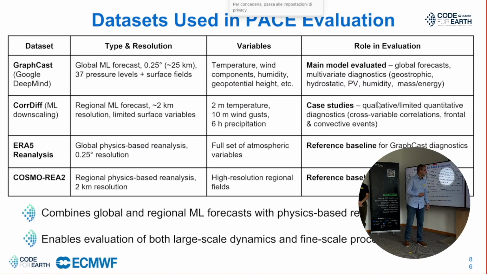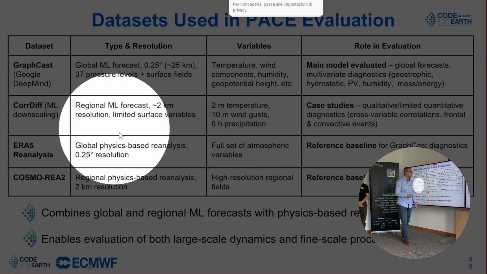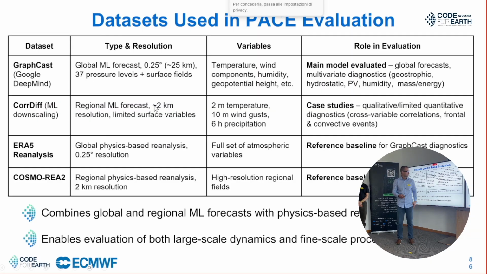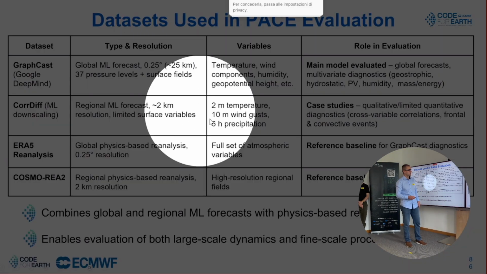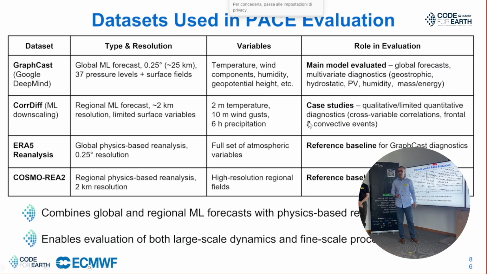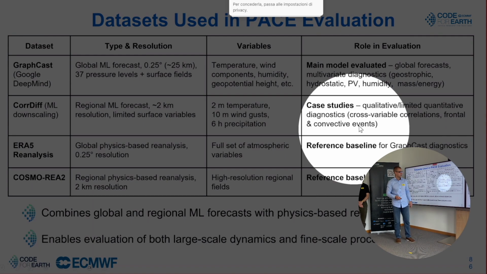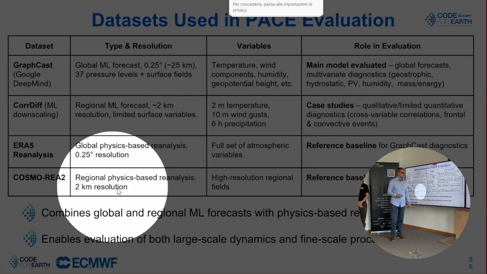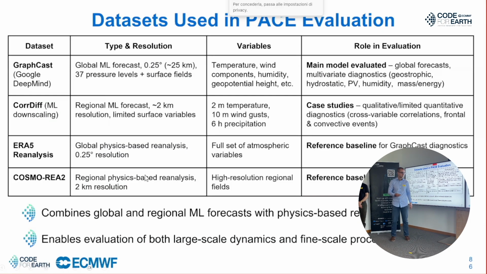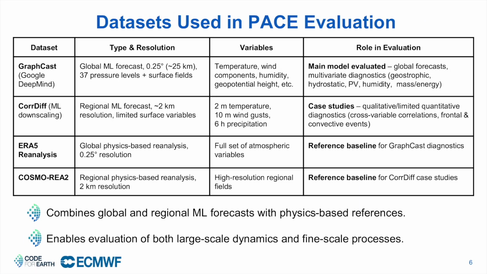Next, we have a COSMO-based dataset, which is a high resolution machine learning downscaled forecast. It operates at 2 kilometer resolution, but it has only limited surface variables, namely 2 meter temperature, 10 meter wind gusts, and 6 hour precipitation. We have therefore used this model for case studies evaluation. And as physics-based references to benchmark these models, we have used ERA5 analysis as well as COSMO analysis too. So these datasets enable us to evaluate both large-scale dynamics as well as small-scale processes.